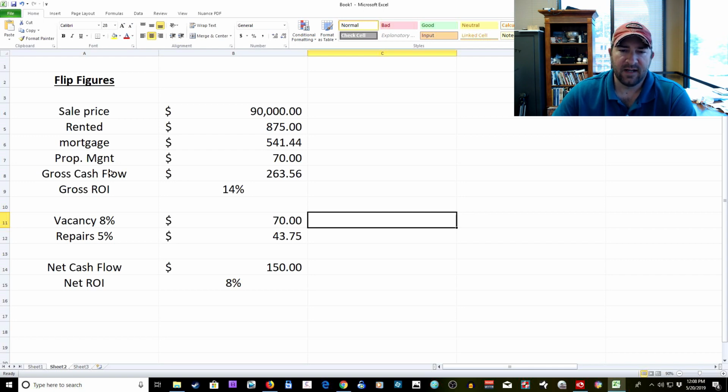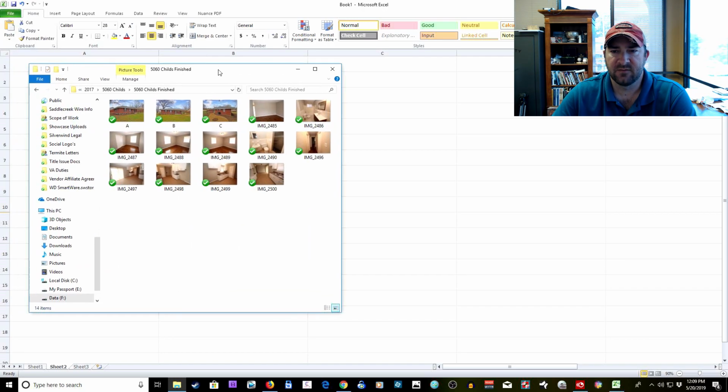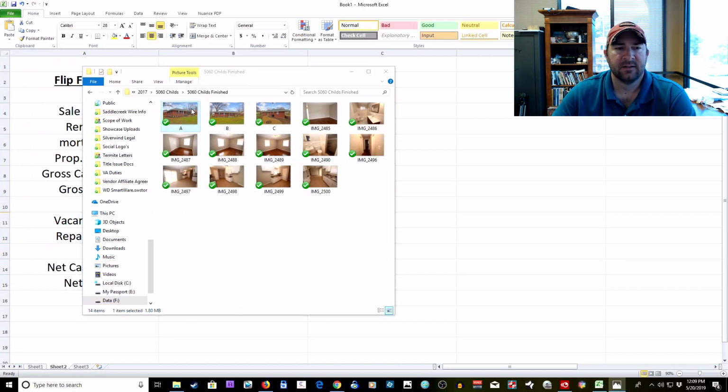So this was before any additional contingencies like vacancy or repairs, but down here I factored in 8% for vacancy and 5% for repairs. Brings it to a net cash flow of right around $150 a month and with a net return of 8%. So they're decent numbers. They're not incredible numbers, but they're solid. I'm going to show you pictures now of what the property looked like after I finished the renovations. This is what the end buyer was able to see.